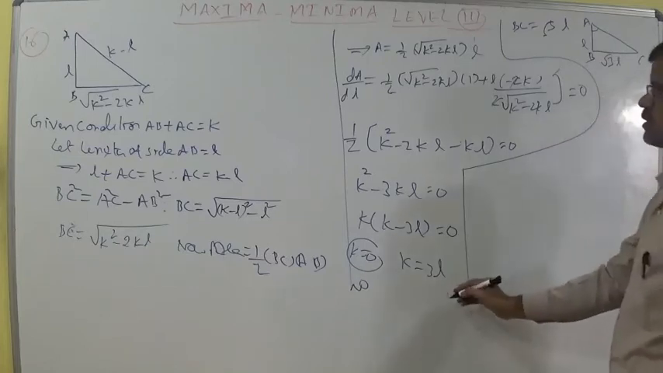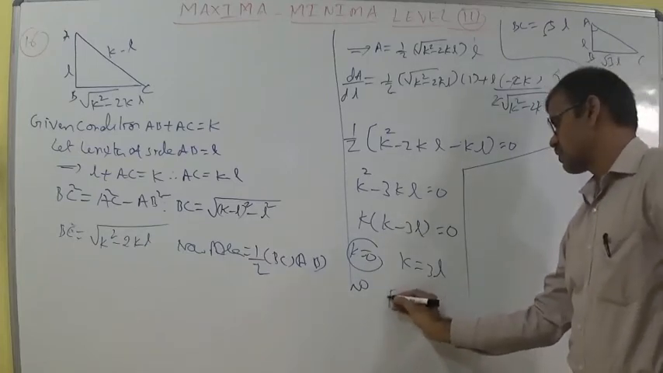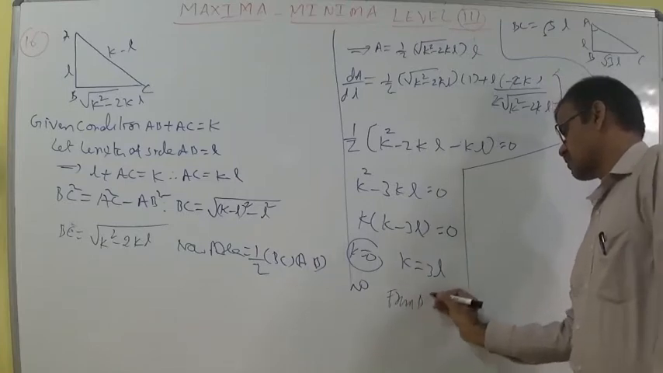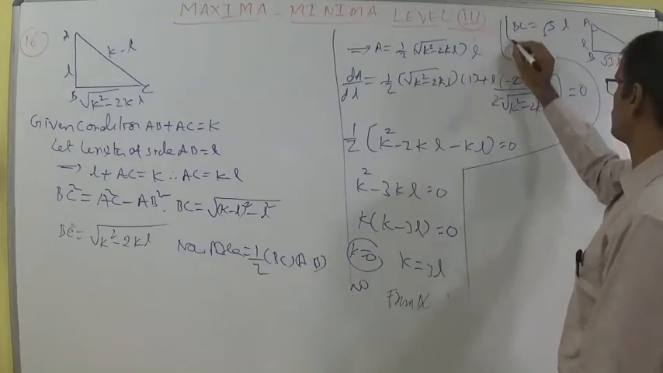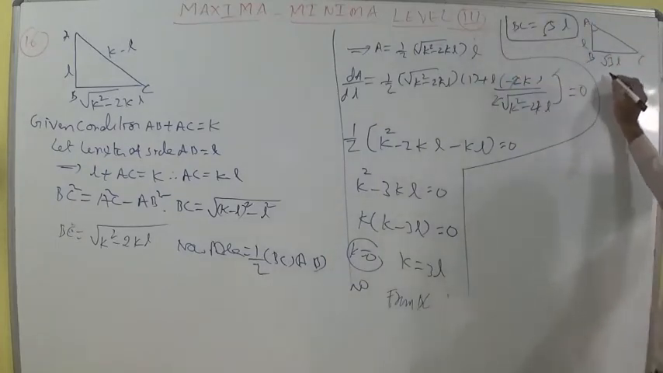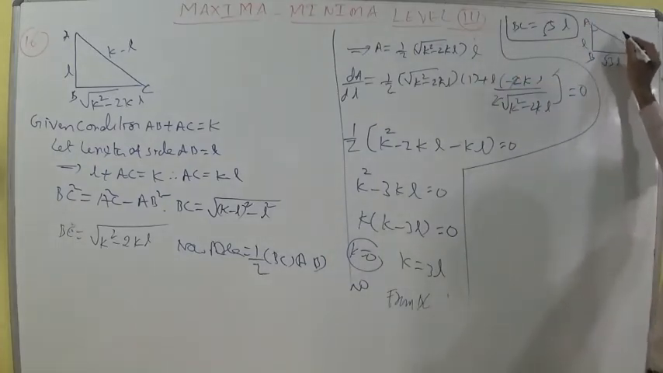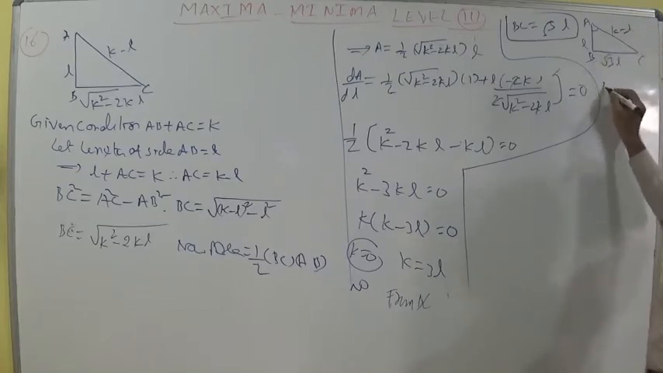So K is equal to 3L. From K you can get the values. BC is equal to root 3L. In the triangle, AC is K minus L.